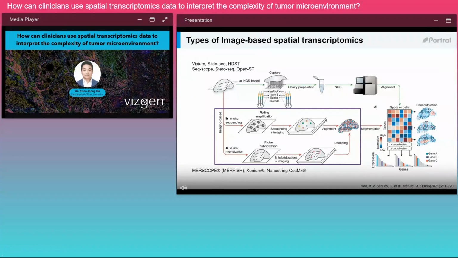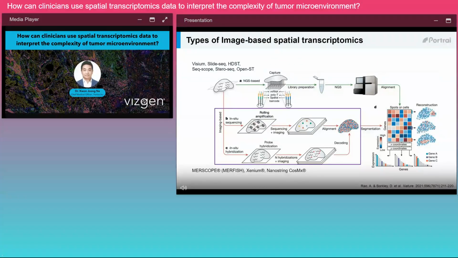As you might know, there are two distinct types of spatial transcriptomics: NGS-based spatial transcriptomics and image-based spatial transcriptomics. NGS-based spatial transcriptomics, such as Visium, Slide-seq, and Seq-Scope, rely on next-generation sequencing to map gene expression data to spatial locations within tissue sections. These methods provide high-throughput data, allowing for comprehensive analysis of the transcriptome across large tissue areas.